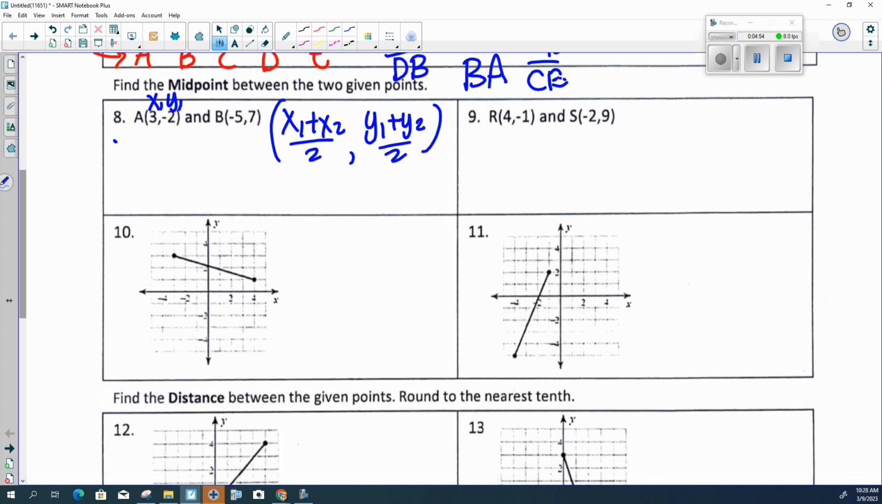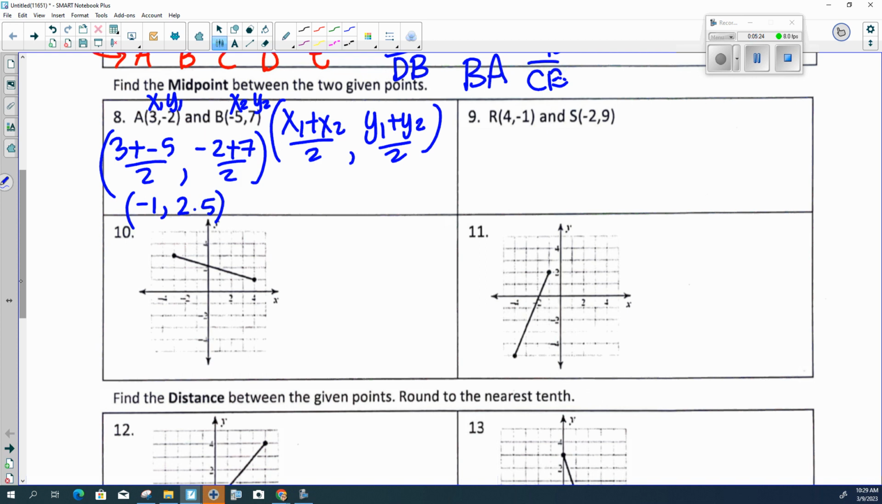X1, Y1, X2, Y2. So 3 plus negative 5, negative 2 plus 7. 3 plus negative 5 is negative 2. And negative 2 divided by 2 is negative 1. 7 minus 2 is 5. And 5 divided by 2 is 2.5.